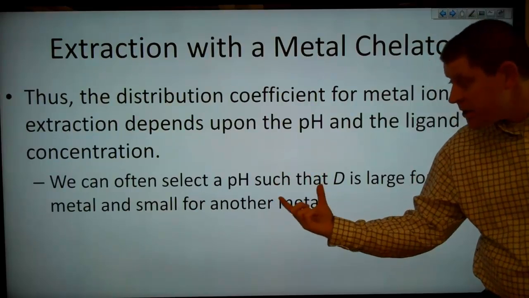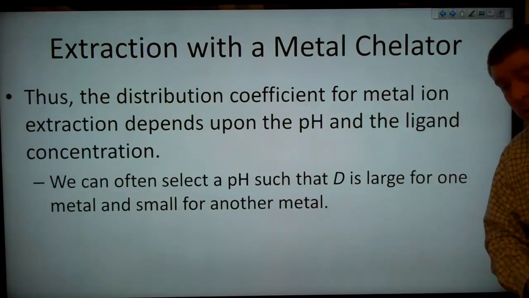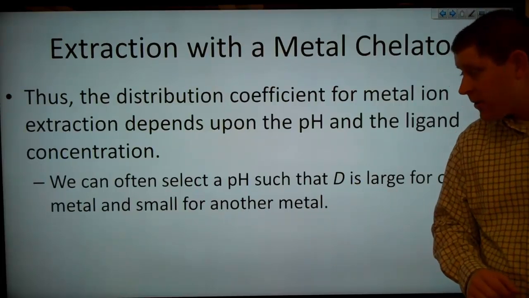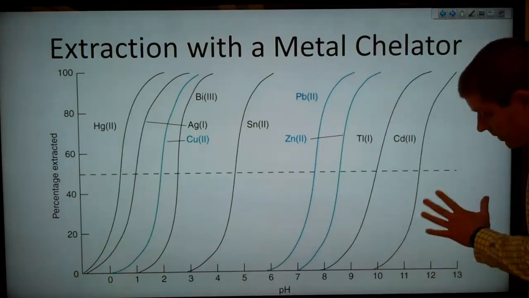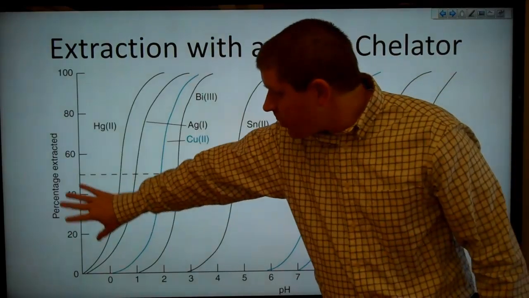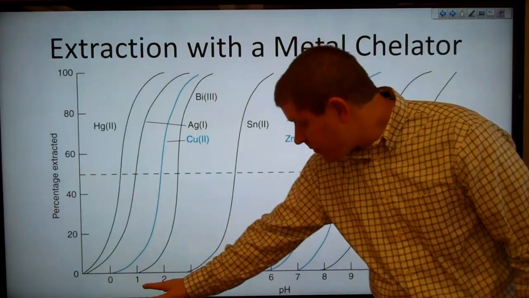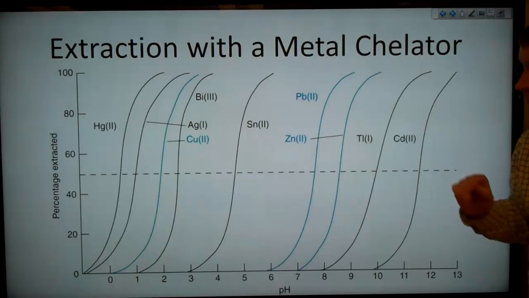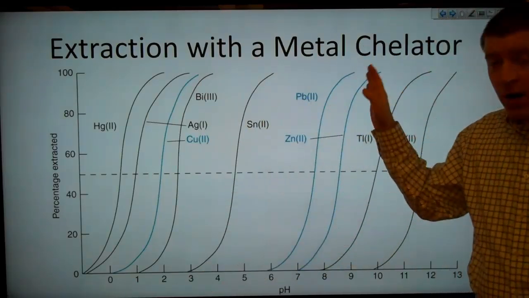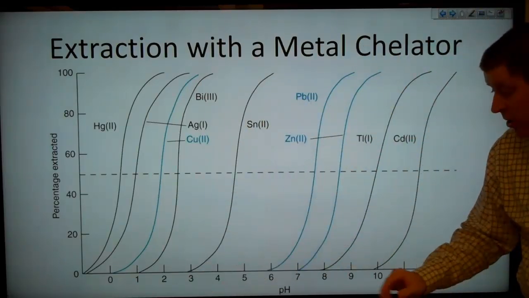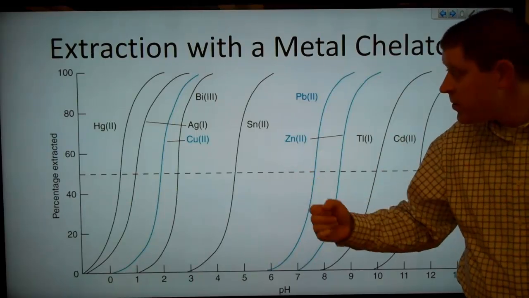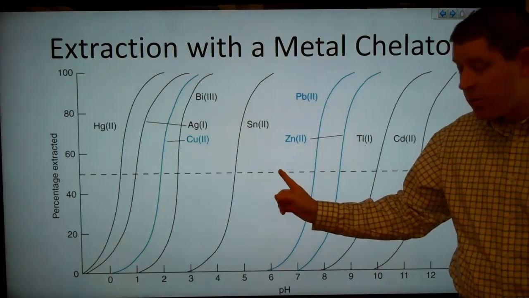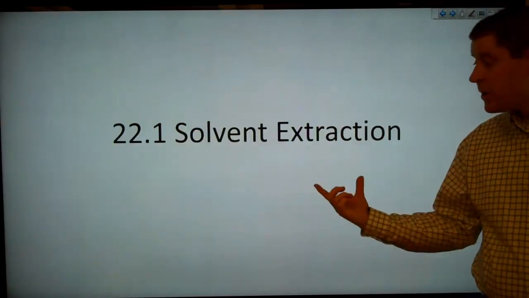Now we can often select a pH such that the distribution constant is large for one metal and small for another metal. For example, we have here a chart plotting the percentage extracted as a function of pH. And you can see that for different metals, these curves are approaching 0 and 100 at significantly different pHs. And thus, if we want to, say, separate tin from lead, we're going to use a pH somewhere in between there. And that was solvent extraction.